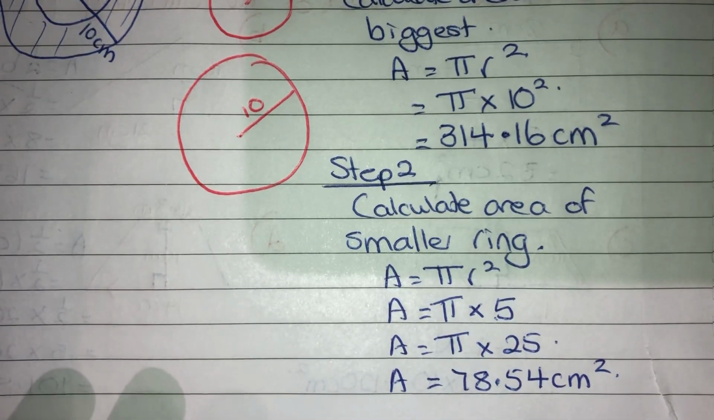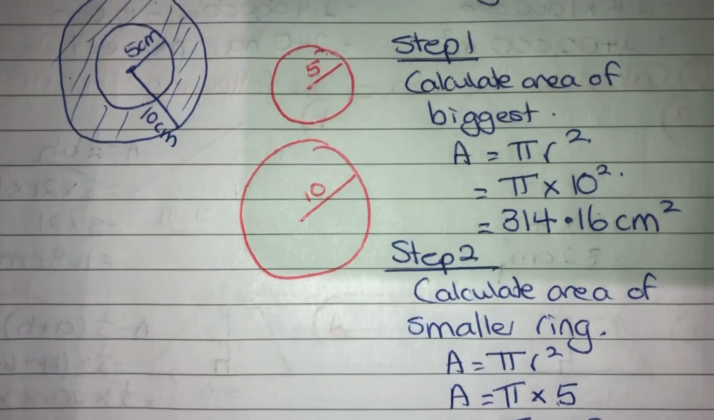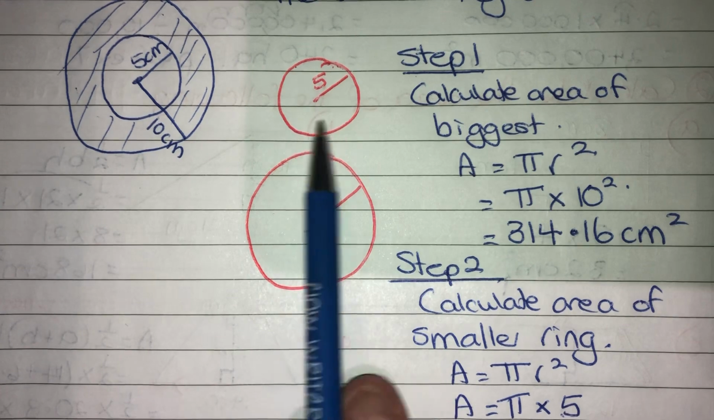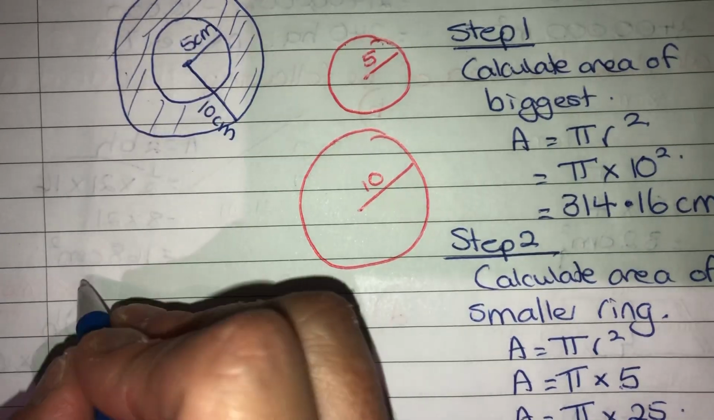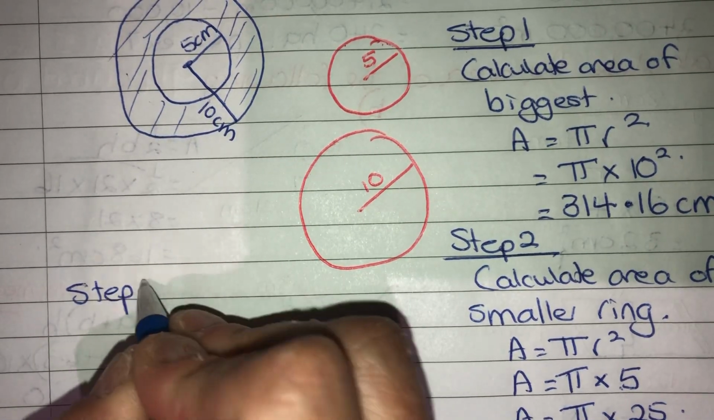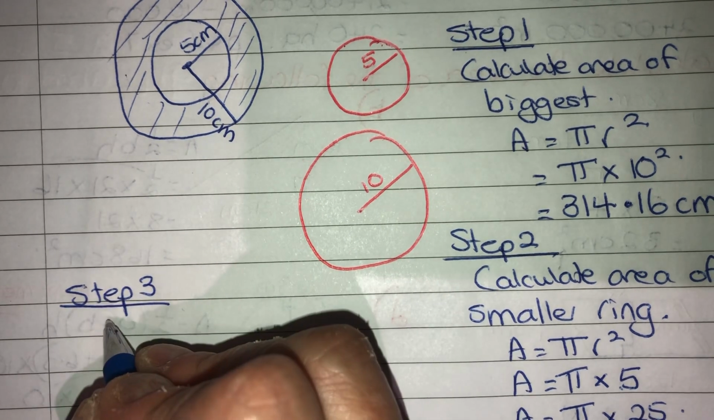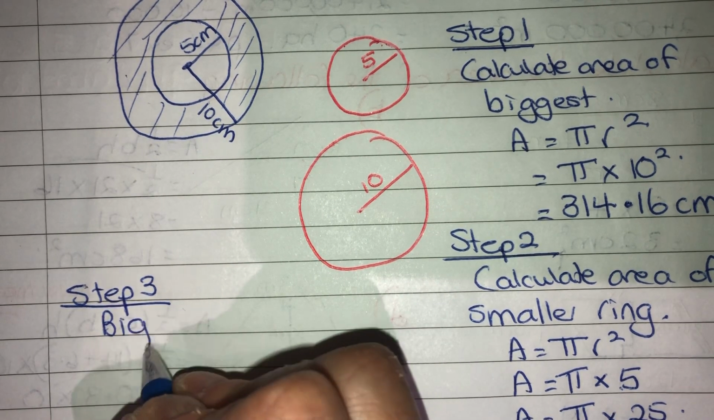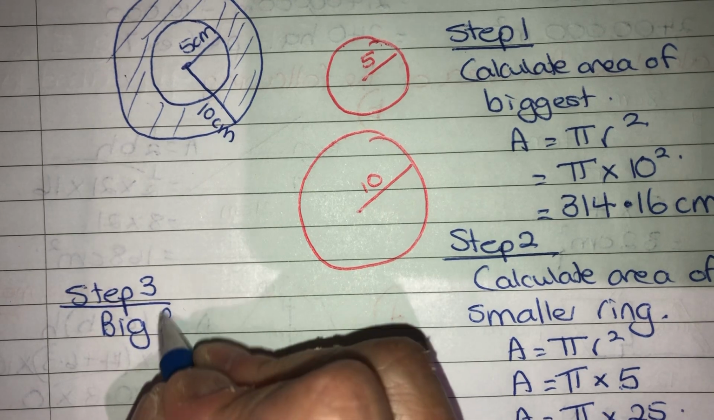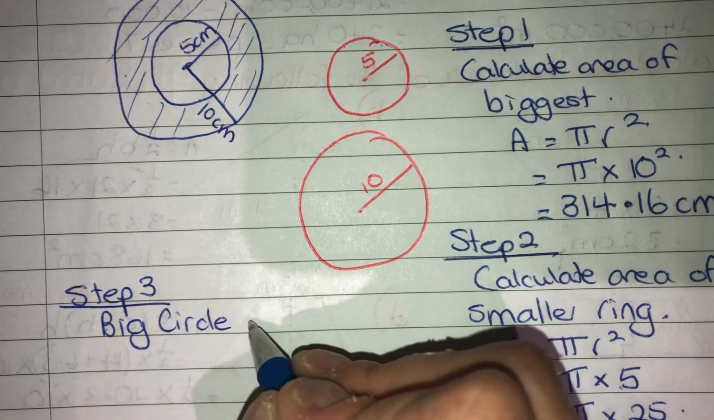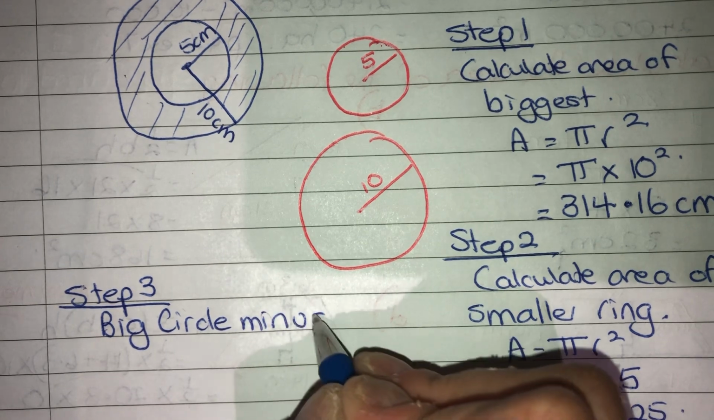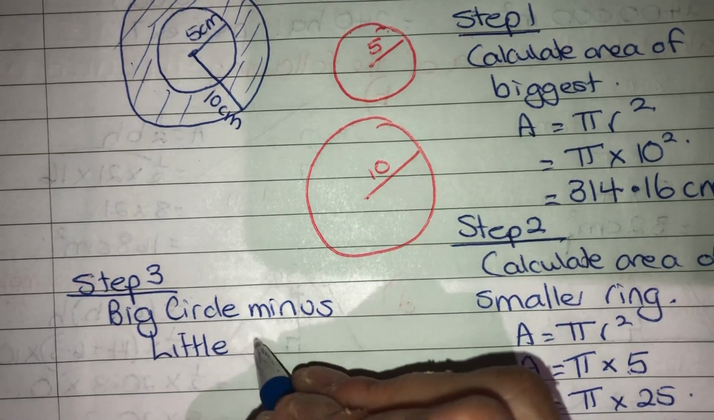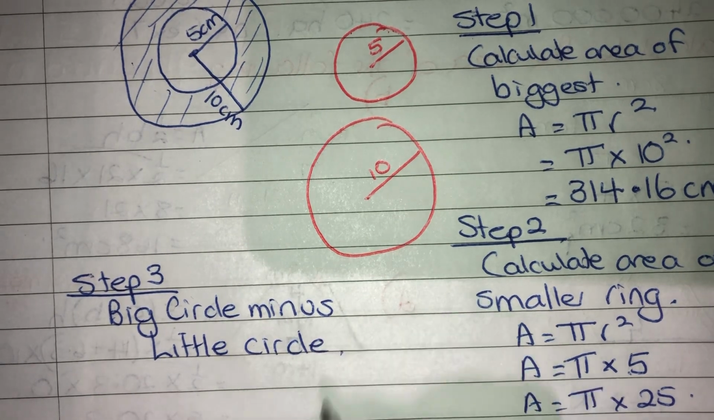I realise it looks like a lot of working out, but it's not difficult working out. So we want the shaded part. We've got the big, we've got the little. So step 3 is going to be big circle minus little circle. No great mathematical terms here. Let's do it so that we understand.